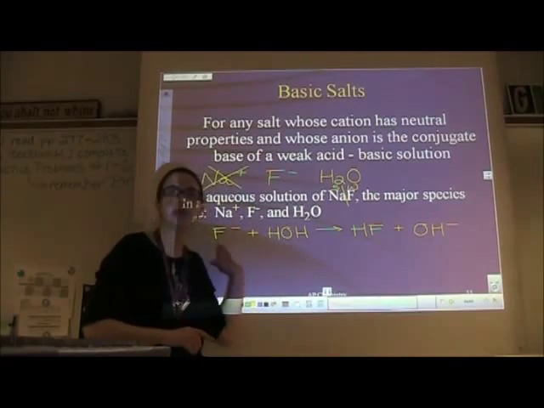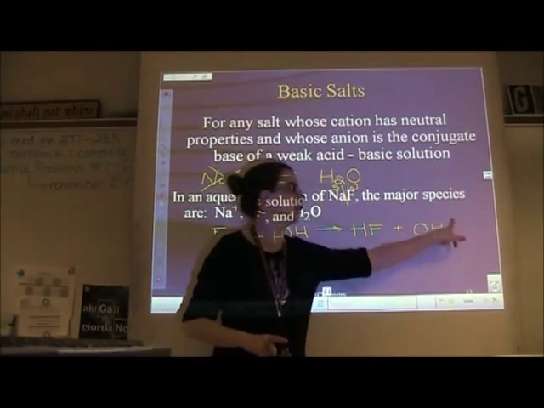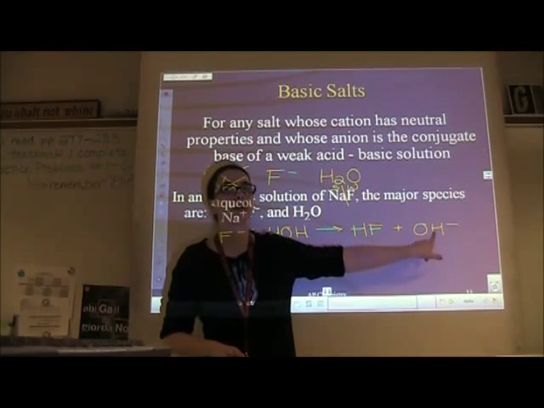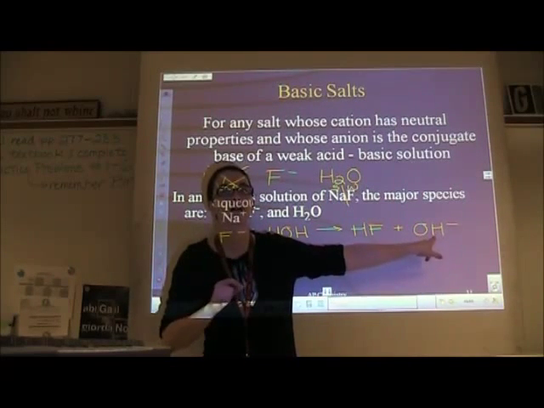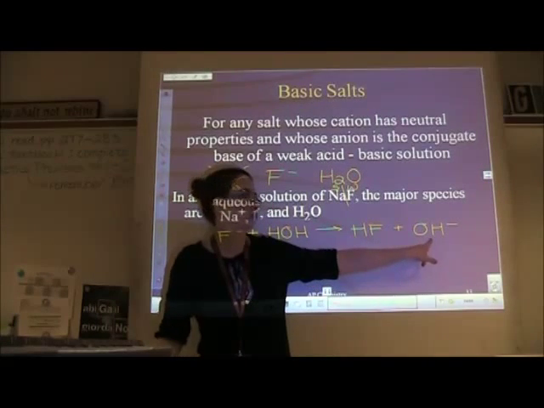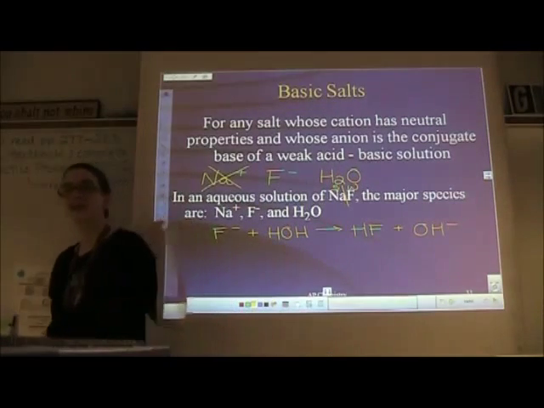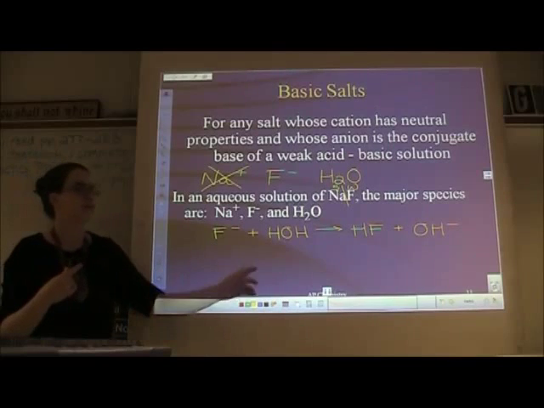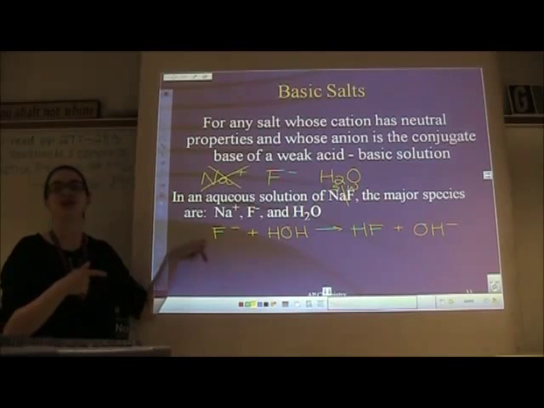If you're completing a reaction where you're making lots and lots of this, where do you think the pH is going to fall? In the basic range. So this is an example of a salt that if I was dissolving it and monitoring the pH the whole time, we would see the pH start to climb above 7 as it dissolves more and more. Okay?